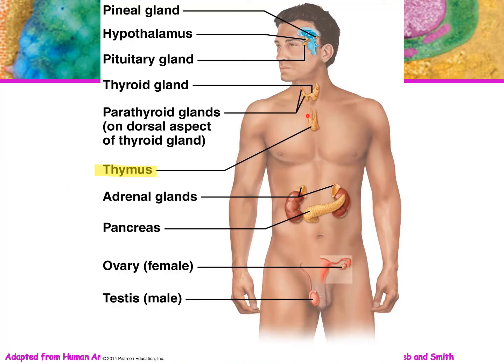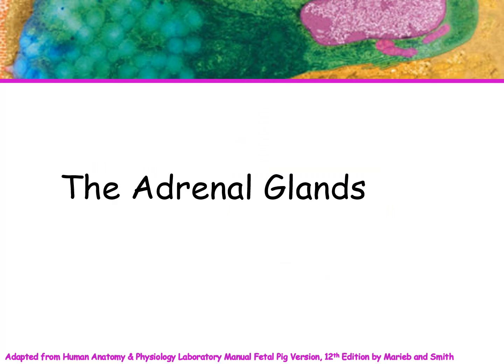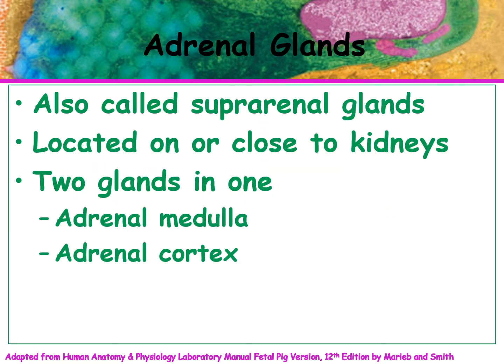So this diagram shows us where the thymus is located. And we see that it's located in the upper thoracic area. And by the time we reach our late teens, the thymus has decreased significantly in size from when we were born. The adrenal glands are next, and these are a pair of glands that sit on top of or near to the kidney.